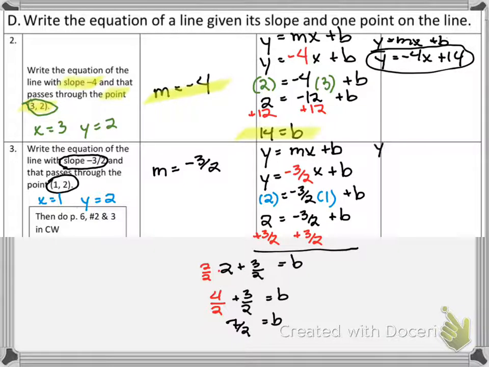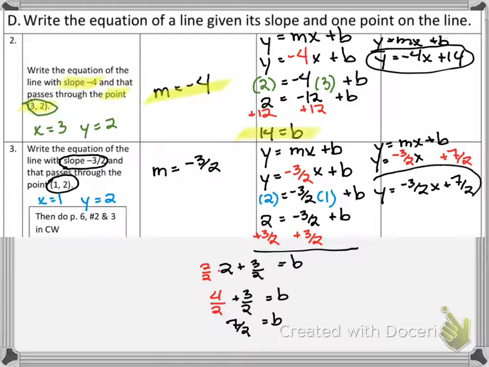So again, we come over here, we write y equals mx plus b, and then wherever we see m, we fill in our slope, which is negative 3/2, and we put positive 7/2 in place of b. So our final answer is y equals negative 3/2 x plus 7/2. And that's our answer.